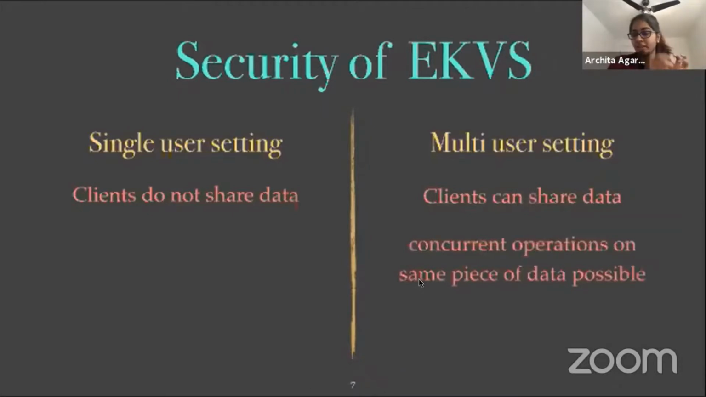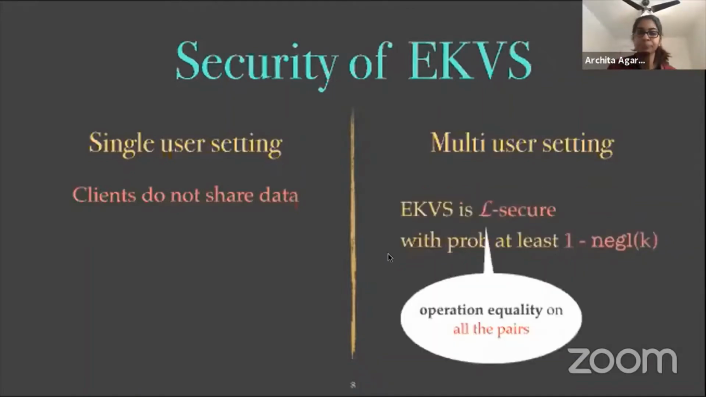So there can be two users operating on the same label value pair at the same time. There are concurrent operations, but in the single user setting, that's not going to happen. We show that in the multi-user setting, the EKVS construction, or the encrypted key value construction, is L secure with high probability. L stands for the leakage, and it is equal to when the clients repeat their operations on the same label. So it's a repetition pattern that is leaked. You do not leak the label itself, but just when the clients query for the same label again.